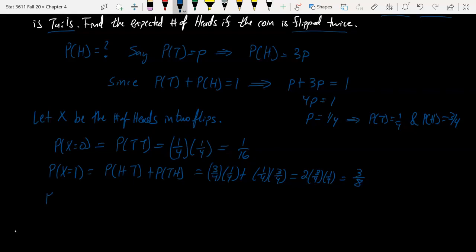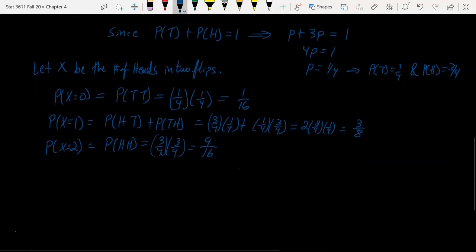Looks good. What's the probability that X is equal to 2? 2 heads in 2 flips. There's only one outcome with that: heads and a heads. So that's going to be 3/4 on the first flip, 3/4 on the second flip. So 3/4 squared is 9/16. There we go.